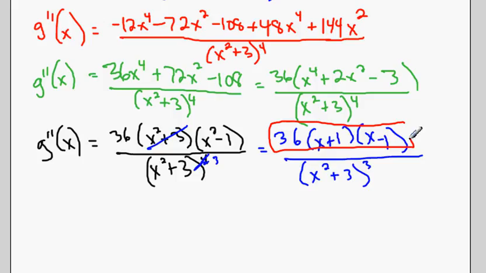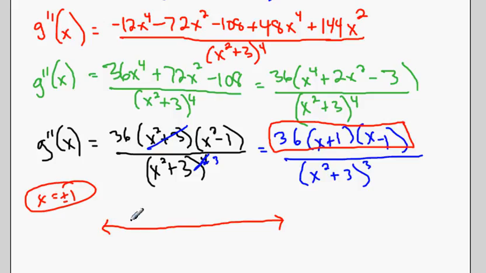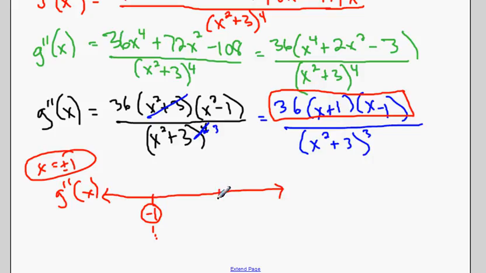So now let's look at this second derivative and find out what values make it go to 0. I can quickly see that when x equals plus or minus 1, the second derivative goes to 0. So this will be helpful for finding when it's concave up and concave down. This is my second derivative of g. I know I have negative 1, that goes to 0, and let's put positive 1 right here. So let's do our analysis.